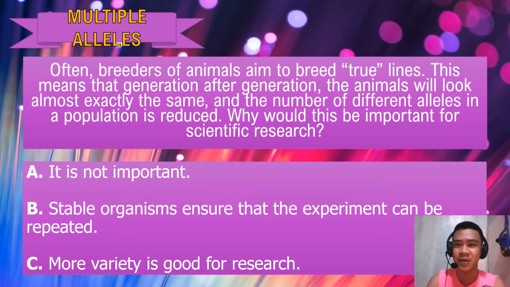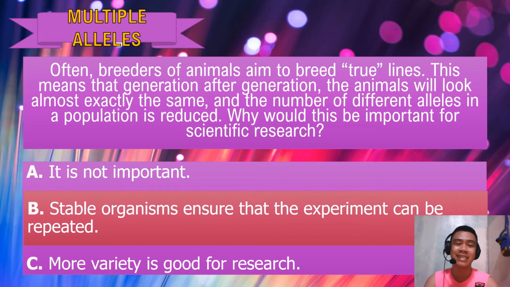Okay, what is your answer? The correct answer is the letter B. Stable organisms ensure that the experiment can be repeated. Letter B is correct. Why? So in a research environment, you want as little variation as possible. This makes the result more meaningful.